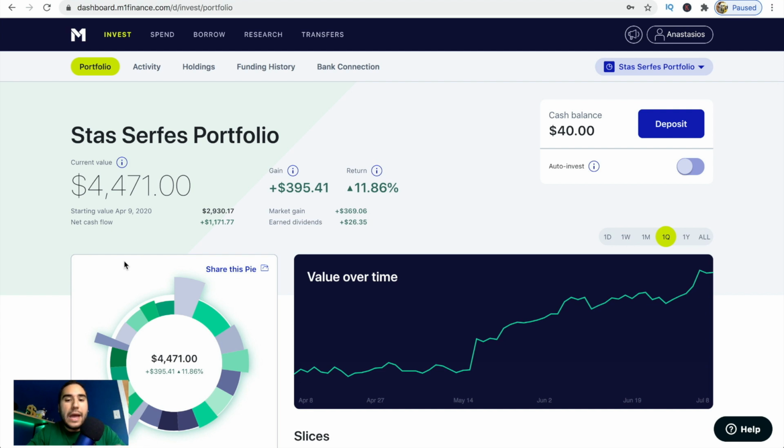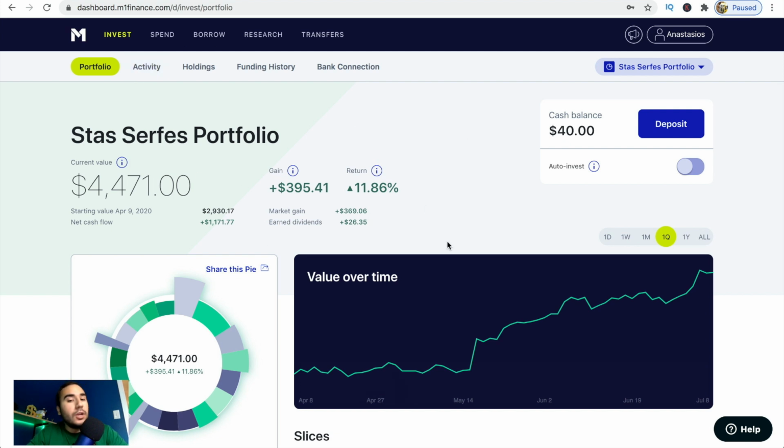And right off the bat, this is what the M1 Finance platform, the investment brokerage, looks like on the website, right? On the web app, should I say. So you log on, you create your account, M1 Finance. This is what it looks like. You have your current value of the portfolio. In my case, it's around $4,400.